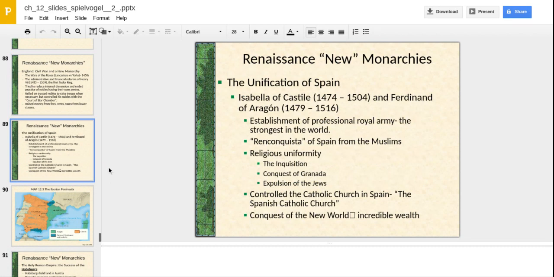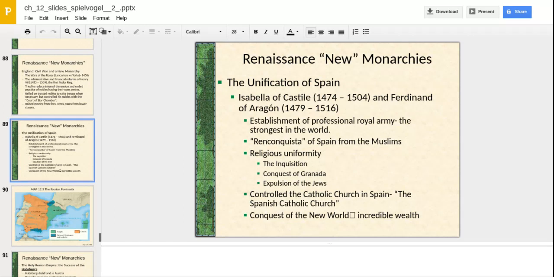Unification of Spain would give rise to their new monarchy. You have Ferdinand and Isabella, who are from two different areas of Spain. Their marriage will basically unite these two areas. And they establish a professional royal army, which becomes the strongest in the world.